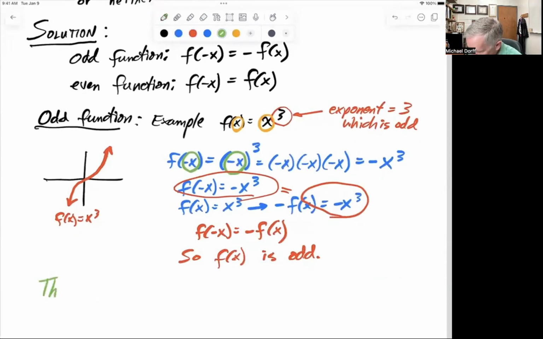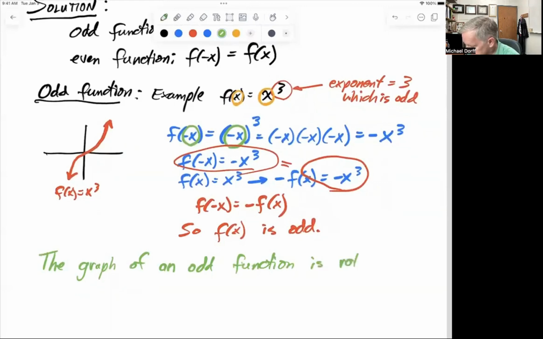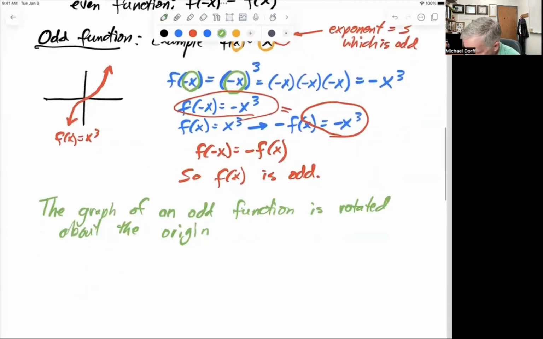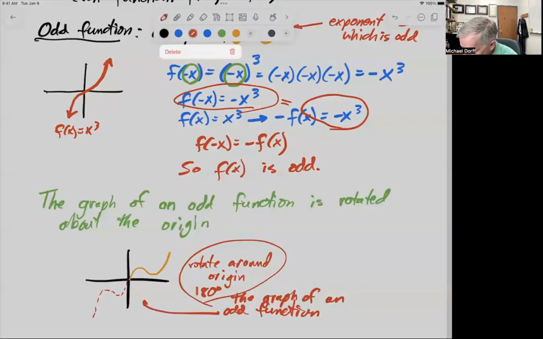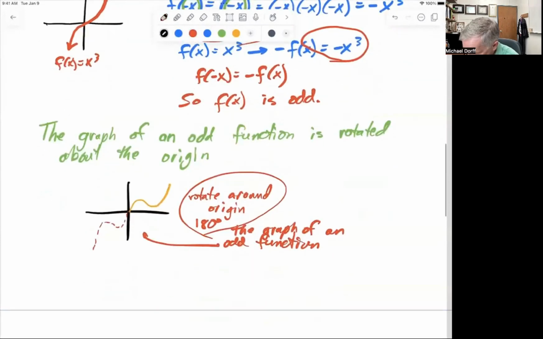Another way to tell an odd function is by its graph. The graph of an odd function is rotated about the origin. What does that mean? Suppose my function in the first quadrant looks like that. If I rotate that around the origin, that means I'm going to take that orange part and rotate it 180 degrees. Then I'm going to end up with something that looks like this. That tells me that this is the graph of an odd function. What's an even function?